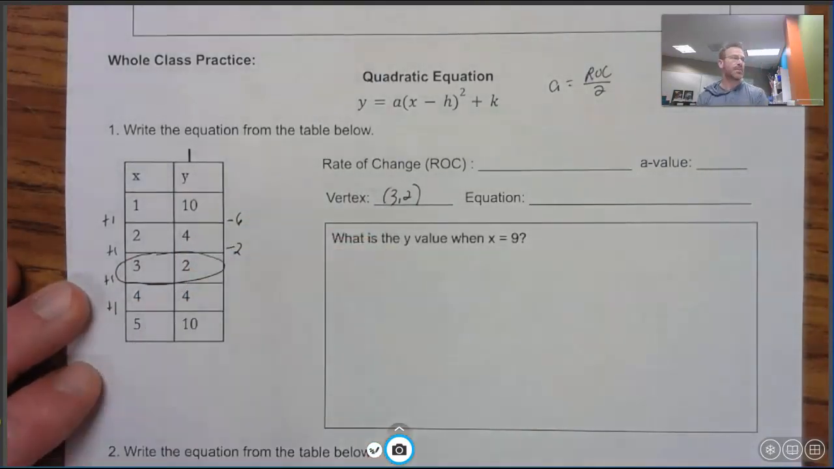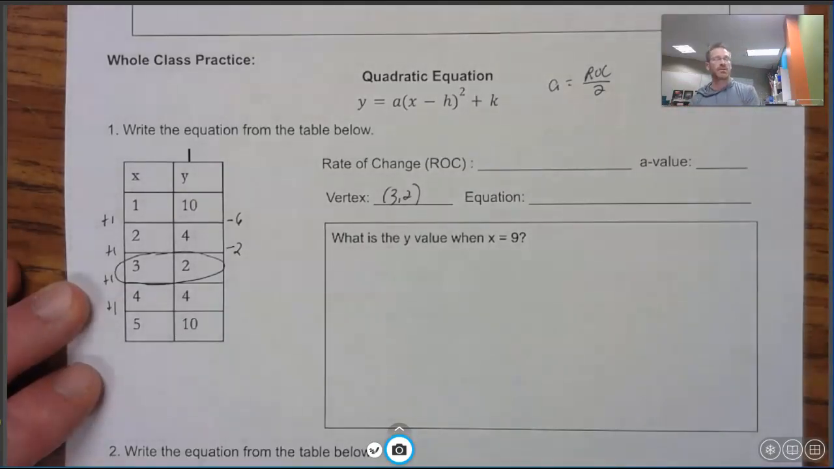So right now, I know it can't be absolute value because I don't have a constant rate of change. Negative 6 to 1 does not equal negative 2 to 1. So this confirms that it is a quadratic. Remember, on a test and an assessment, it's going to be all mixed up. So turning point, constant rate of change, absolute value. Turning point, non-constant rate of change, quadratic.